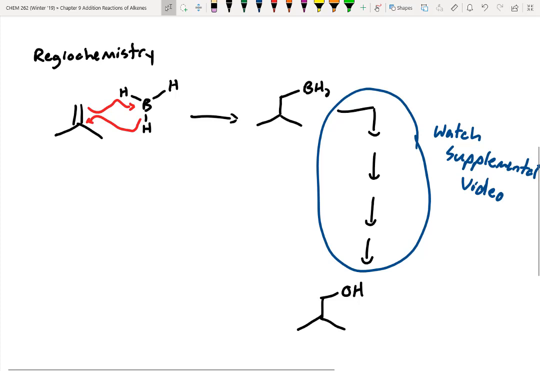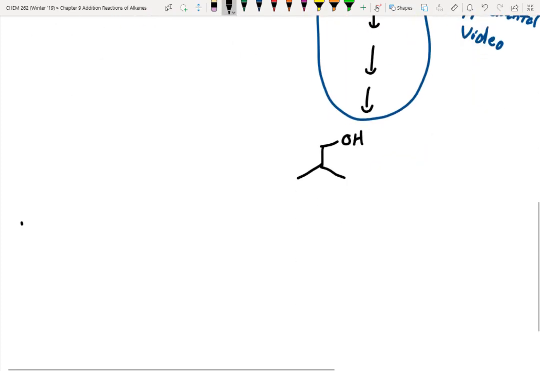All right, and then I said there's a supplemental video on the website where you can watch the overall transformation. I'm not going to expect you to do the whole mechanism just because it takes like 15 plus minutes to draw out the whole mechanism for this reaction. All right, I did want to show you an example of this though, and this actually goes back to the pod.